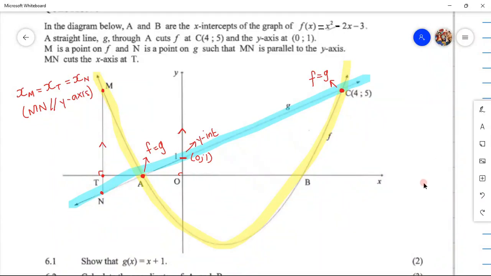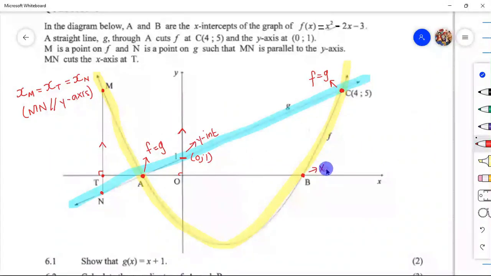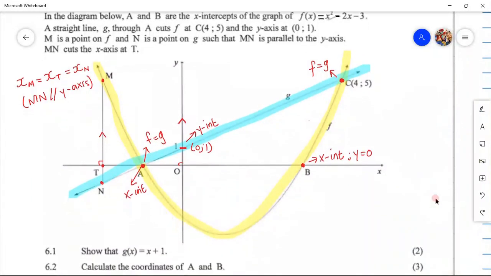So now that we are done analyzing our function, actually before that, let's just do one more thing. So we can see that the point B is the x-intercept of f, whereby y equals 0, and we can see that A is another x-intercept of f, whereby y is 0. So let's move on to our questions.